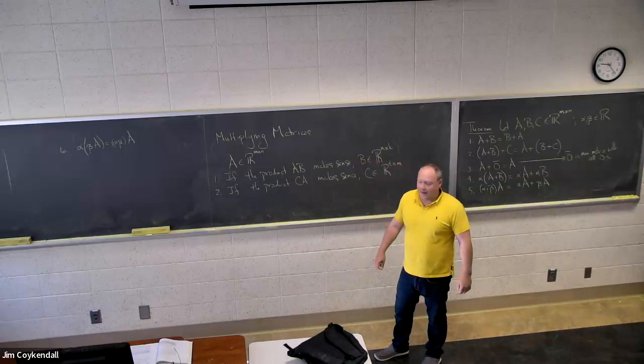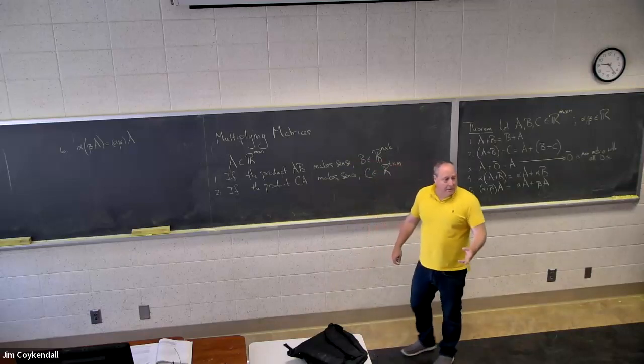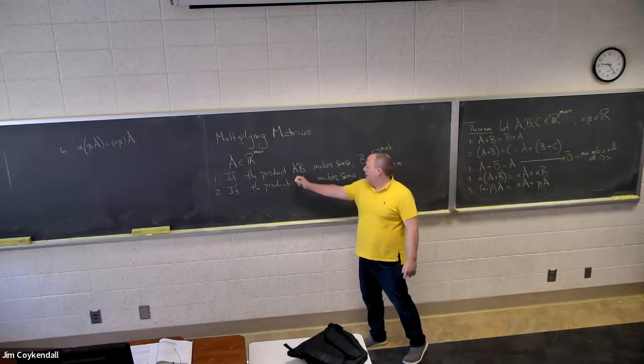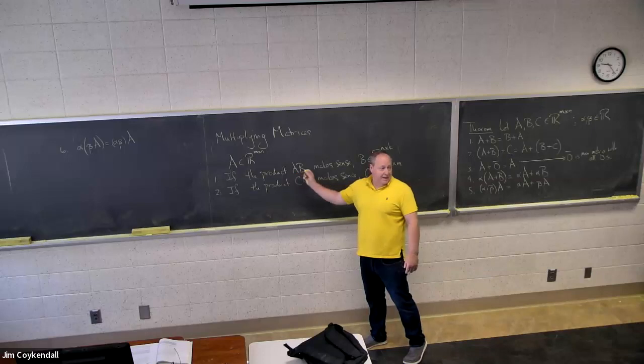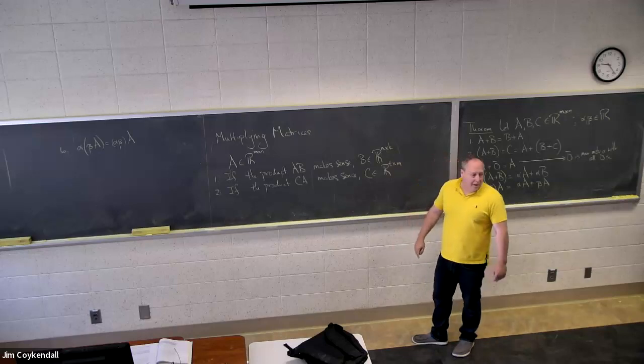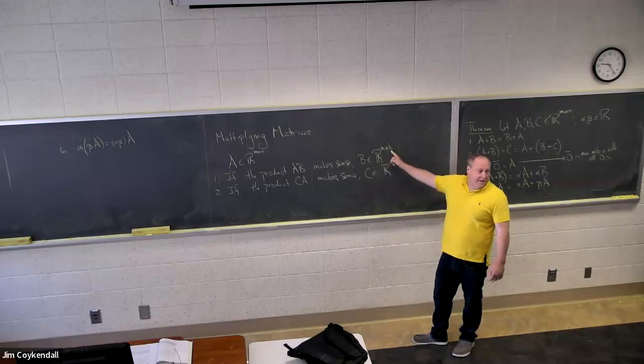Okay, so let me point out, this is kind of weird, but if I can find AB, it doesn't necessarily mean I can find BA, right? AB exists because B has n columns. The only way I can multiply it the other way is if K happens to be M, right? Do I agree with them?